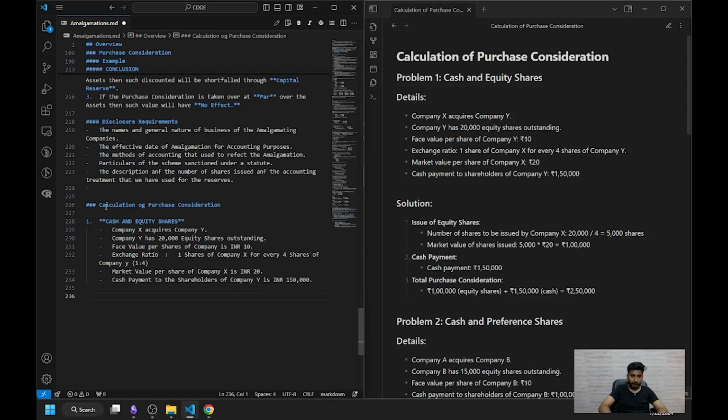Now, this is the entire situation. Company X has acquired company Y. Company Y has 20,000 equity shares which are outstanding. The face value per share of company Y is rupees 10. The exchange ratio is one share of company X for every four shares of company Y. That means the ratio is 1:4. Market value per share of company X is rupees 20, and the cash payment to the shareholders of company Y is rupees 1,50,000. Now let us move towards the solution.